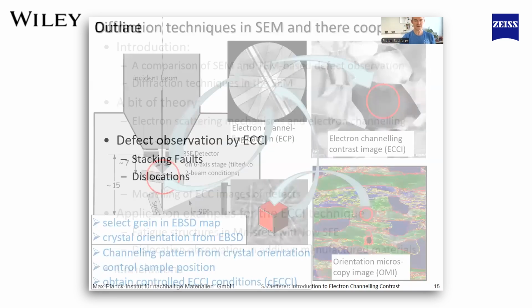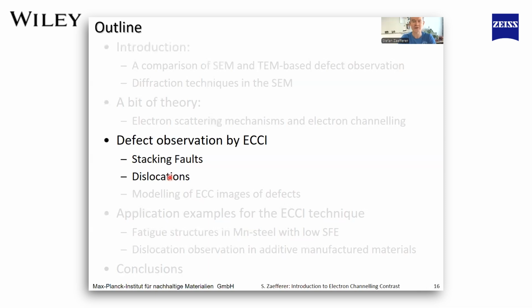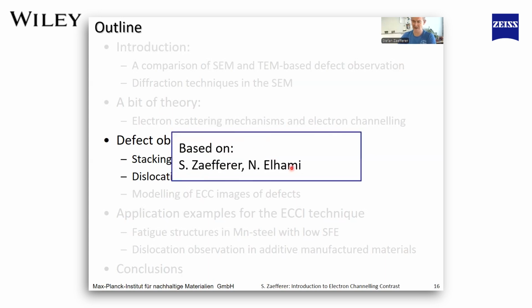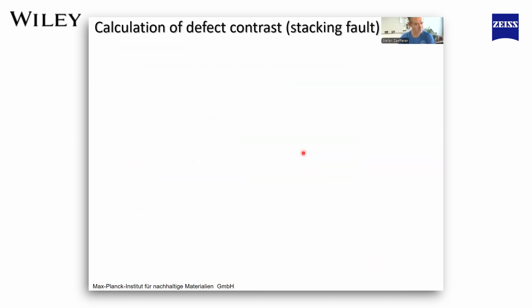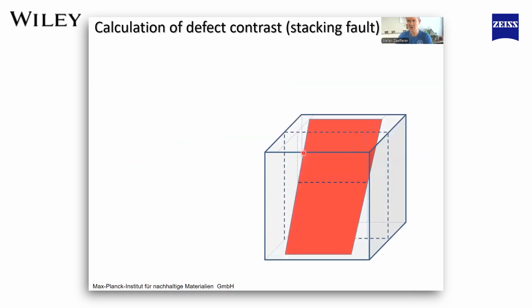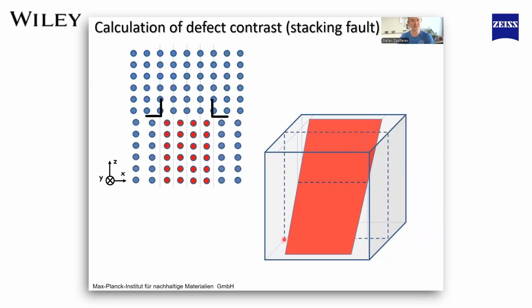Good. So then let's have a look at how this looks, what we see then. I show you first a couple of works on stacking faults and dislocations, which is work which I did in collaboration with Nahid Elhami, and we wrote a large paper in Acta Materialia already 10 years ago, but you will see the reference later on. So imagine here we have a stacking fault in a crystal, which is just a planar defect, which comes here to the surface of a material, and then it goes down into the material. If we now look at the atomic arrangement on this hatched plane here, we'll find something like that.